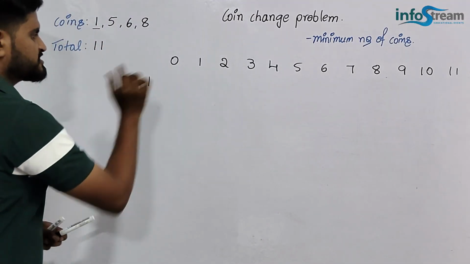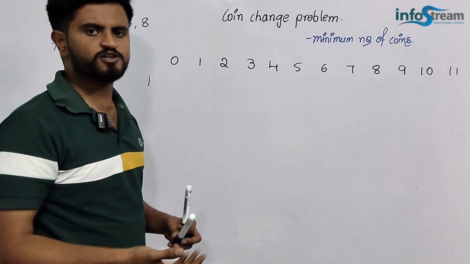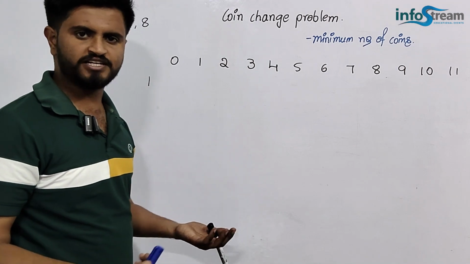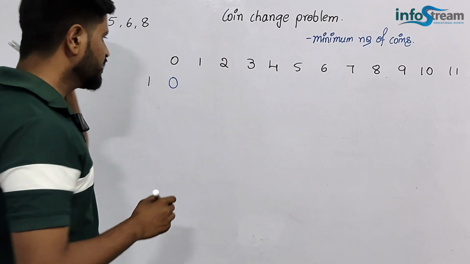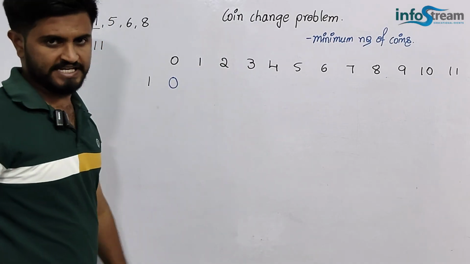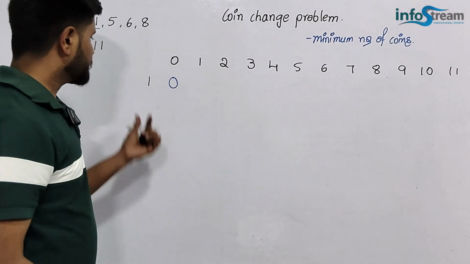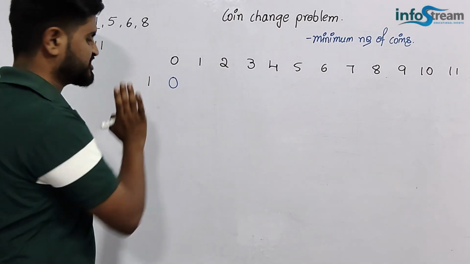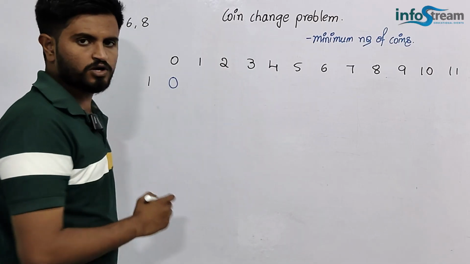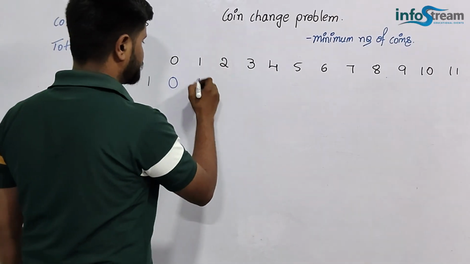Now I must give 0 rupee change. Whether I want to give any change? No. So its value will be equal to 0. Now I want to give 1 rupee change to the customer. I am having the unlimited supply of only the 1 rupee coin at the initial stage. So how many coins do I want to give? I want to give 1 coin.